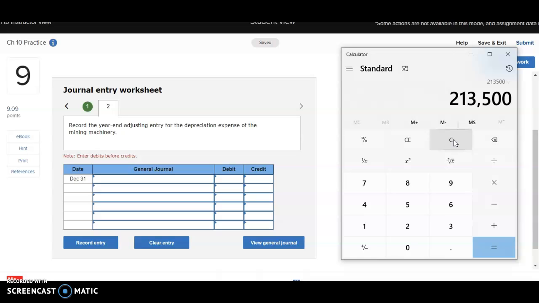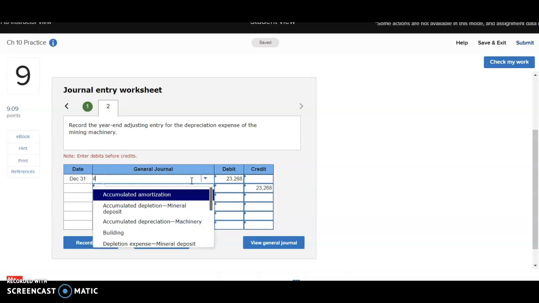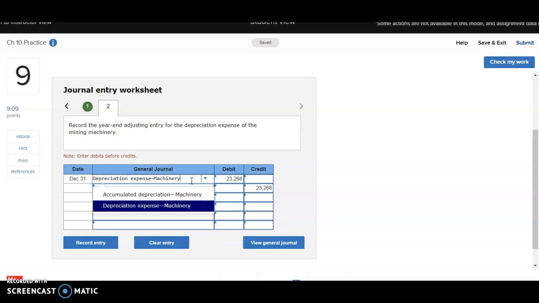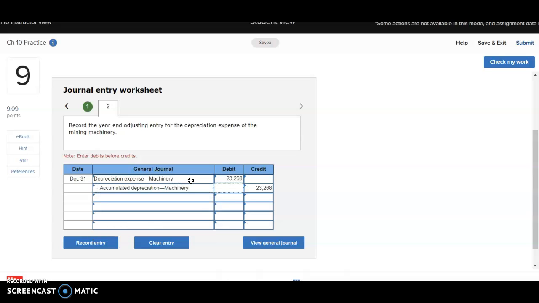And we are going to divide it by 1,525,000 units. So it's 14 cents per ton. So again, it's times 166,200 tons. So we're going to be depleting or depreciating this plant asset machinery for 23,268. So 23,268, and we're going to be debiting the depreciation expense for machinery and crediting accumulated depreciation for machinery.